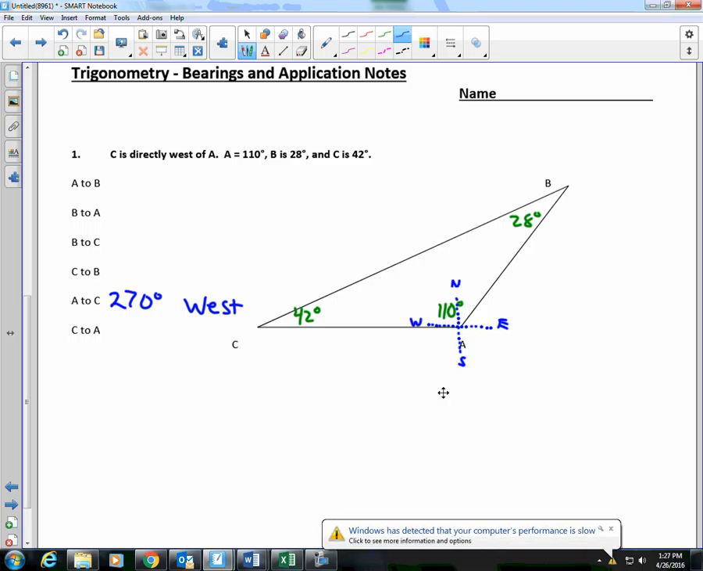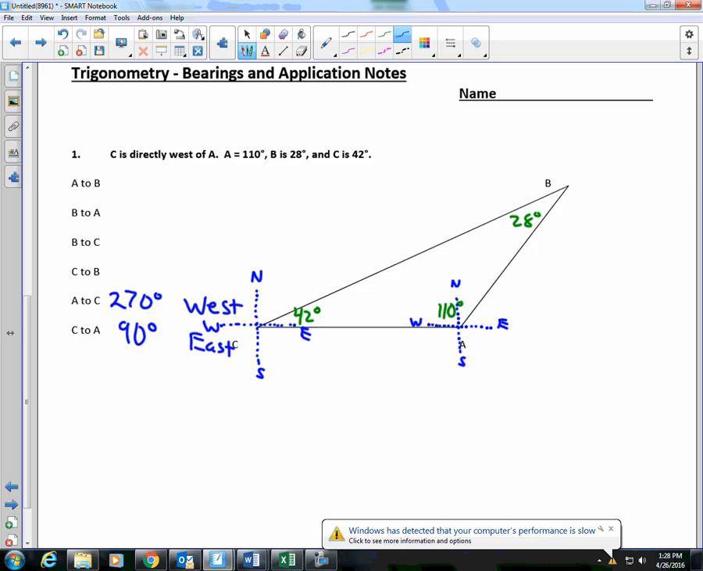All right, I'm going to move to C. North, east, south, west. What is the direction of travel to get from C to A? East. 90 degrees. So far, so simple, correct?